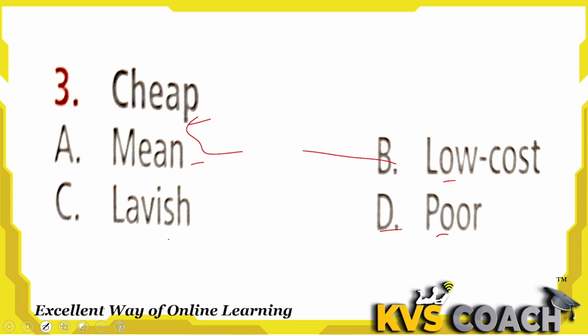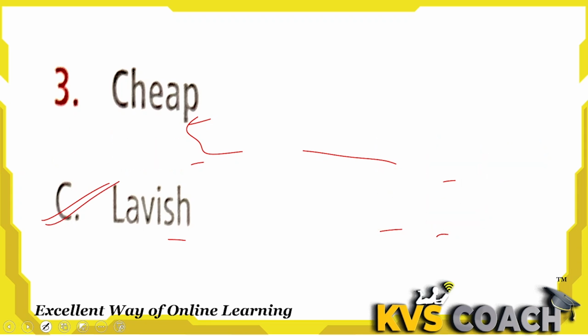But lavish is high quality. Cheap is low quality, and on the other side, lavish is high quality. So the antonym of cheap is lavish. Option C is the right answer here.